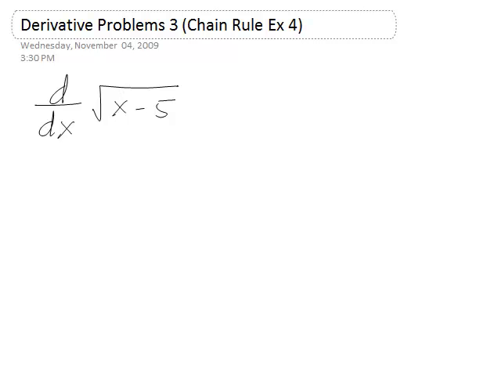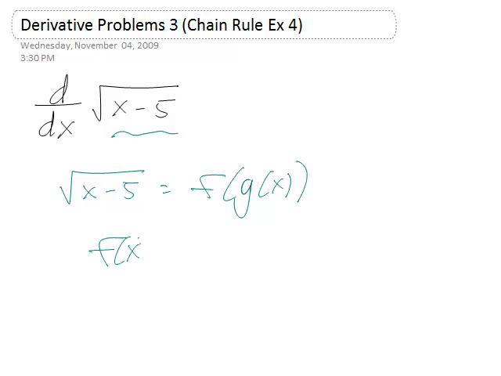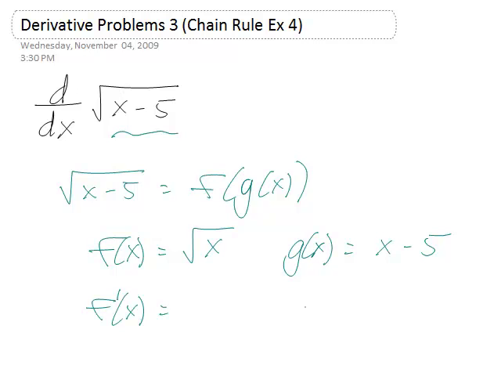So we want to take the derivative of square root of x minus 5. This is once again a chain rule problem because you're subtracting 5 from x and then you're taking the square root. And so if we write root x minus 5 as f of g of x, the last thing you do, the second thing you do is square root, and the rest is you subtract 5. And now we want f prime and g prime.